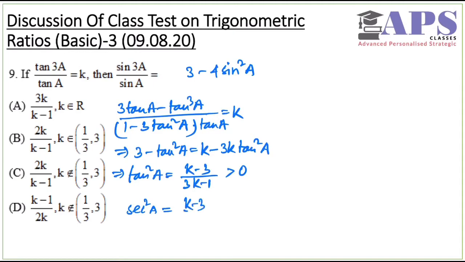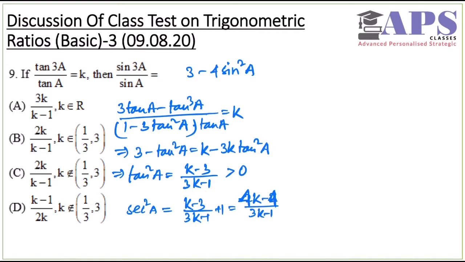(k minus 3) by (3k minus 1), which is k minus 3k, that's minus 2k minus 2 divided by 3k minus 1, that is our sec square a. No, tan square a is sec square a minus 1. So sec square a is 1 plus tan square a, so this should be plus: k plus 3k is 4k, this should be 4k, and minus 3 minus 1 is minus 4.